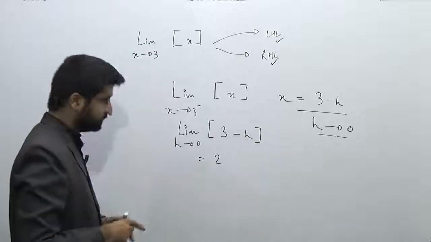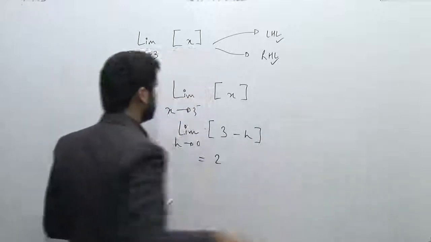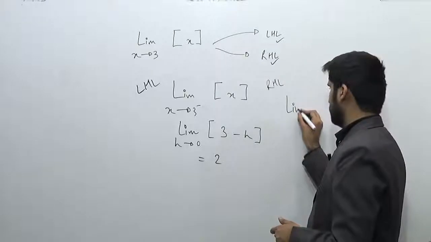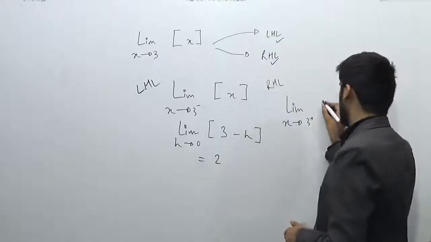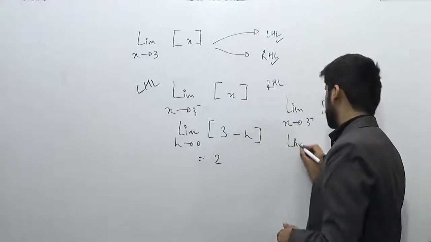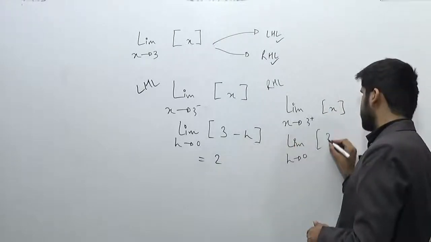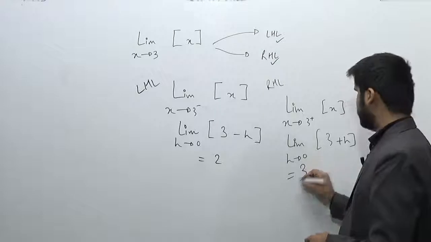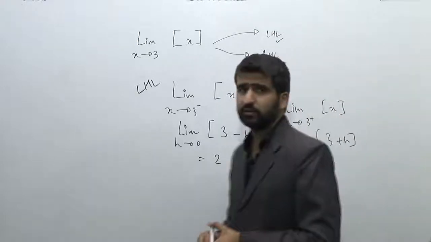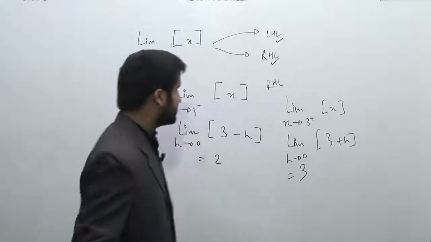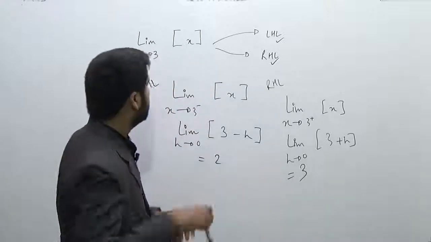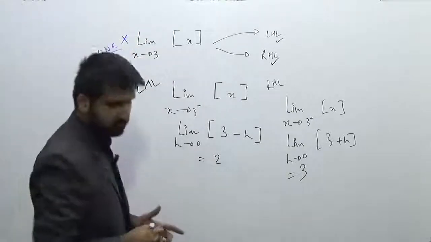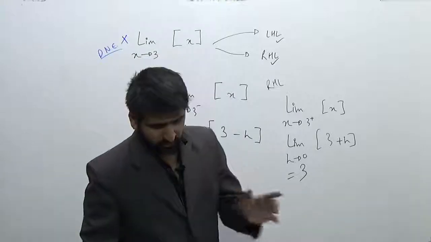But that was the case of the left hand limit. If I want to see the right hand limit, this is limit x tending to 3 plus of box x, or limit h tends to 0 of box of 3 plus h, where h is tending to 0. Now the box of this will come out to be 3, since for a number slightly greater than 3, the box of the number will always be equal to 3. In this case, the LHL is not equal to the RHL, therefore this limit does not exist. I am writing it in short form, DNE, which means does not exist.